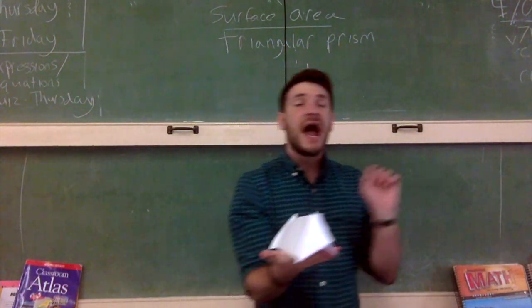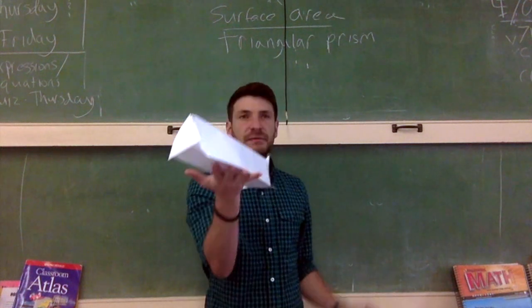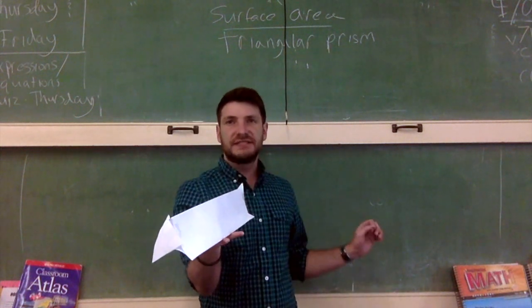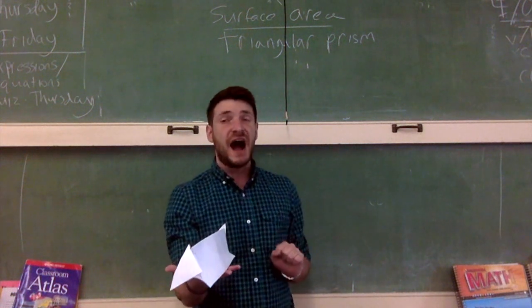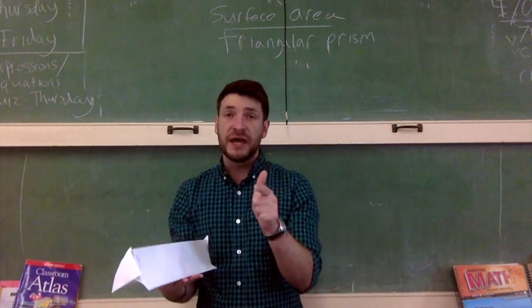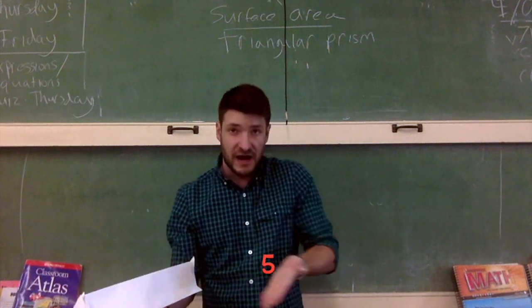Show me with your hands how many sides you think this triangular prism has. Survey says that is exactly right, 5. If you said 5, you're right. And with the folks playing at home, the correct answer was 5.